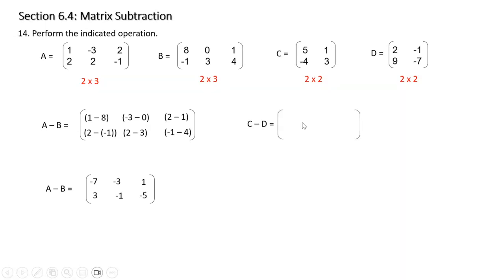Same thing with C minus D, right? So it'll be 5 minus 2, 1 minus negative 1, negative 4 minus 9, 3 minus negative 7. So the result will be 3, 2, negative 13, and positive 10. That's my solution. Can I do A minus C?